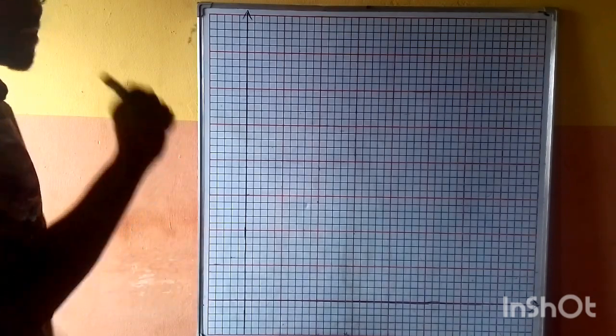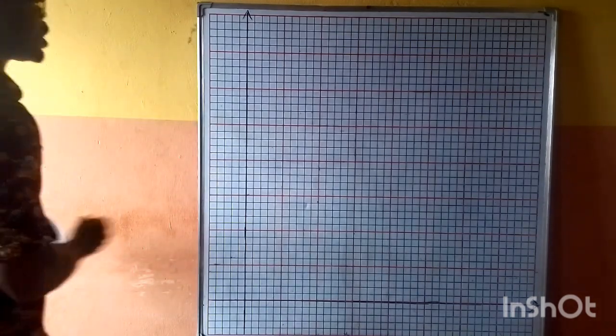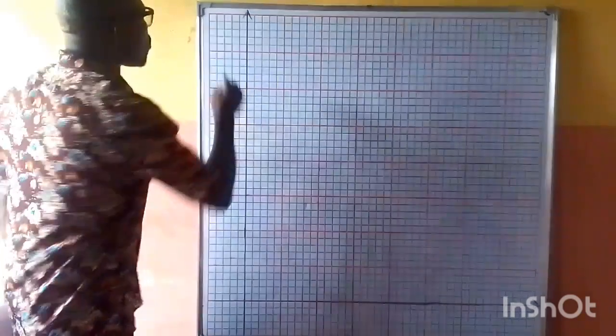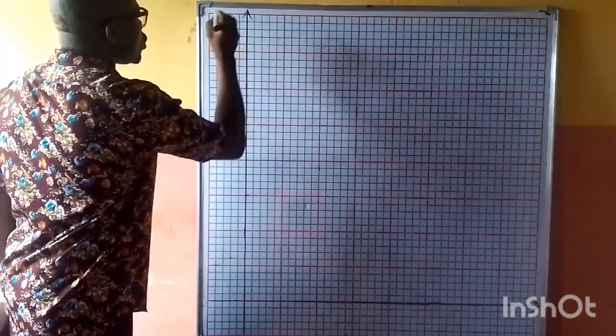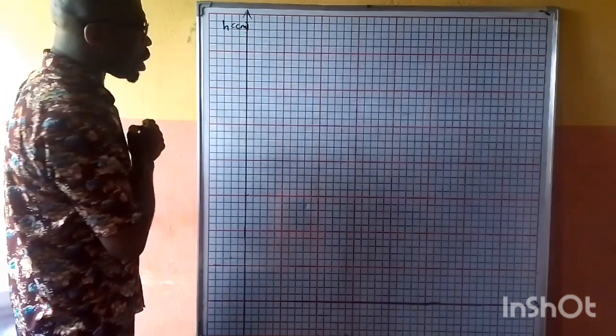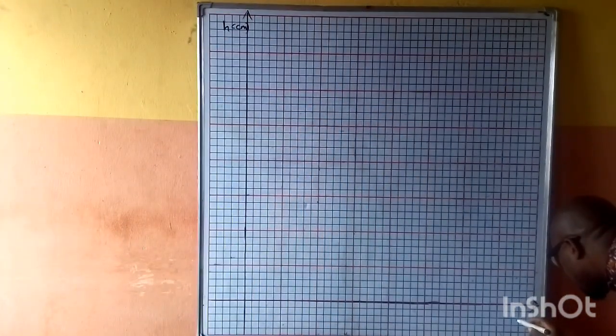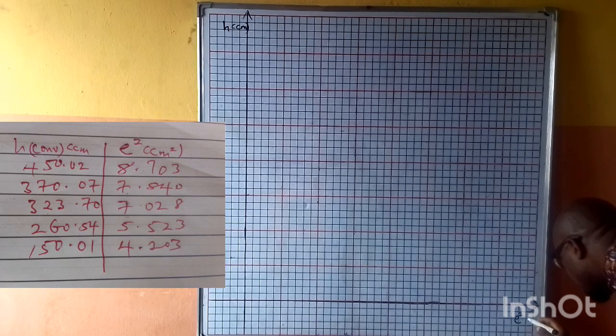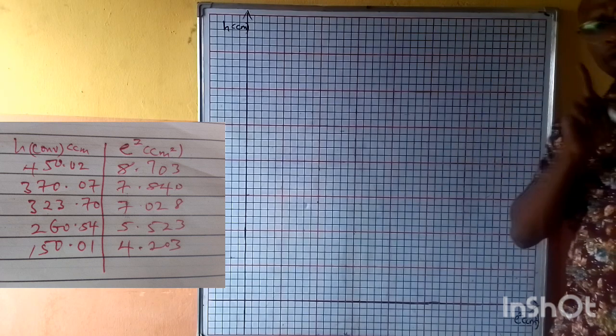The first thing we'll do is label your axis very well. So we are plotting a graph of h, and of course h is in centimeter. You put it there against our e. So here you put your e. You are plotting a graph for e squared. Now e squared is in centimeter squared. You indicate it. On no condition should you fail to do that.